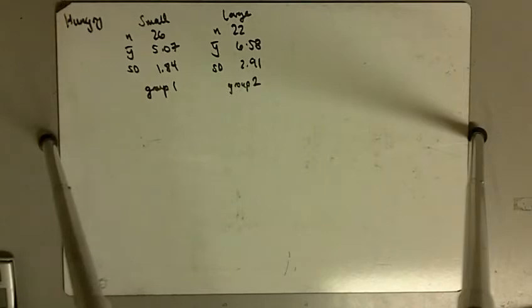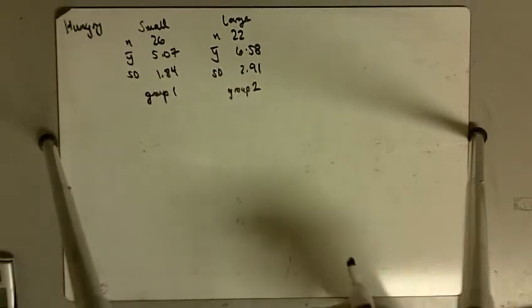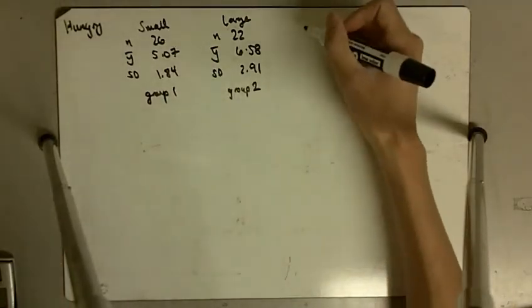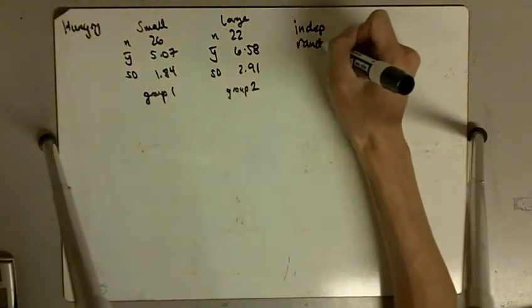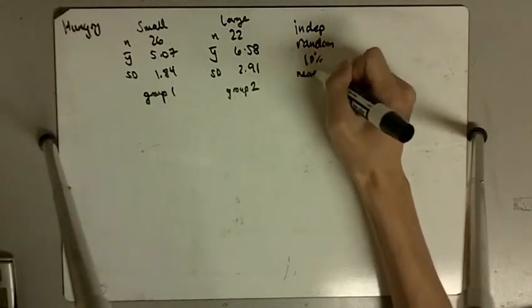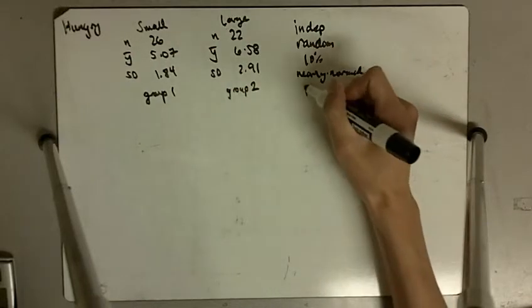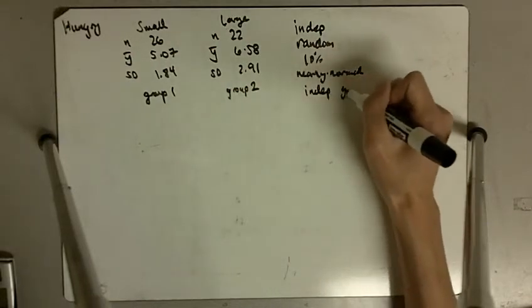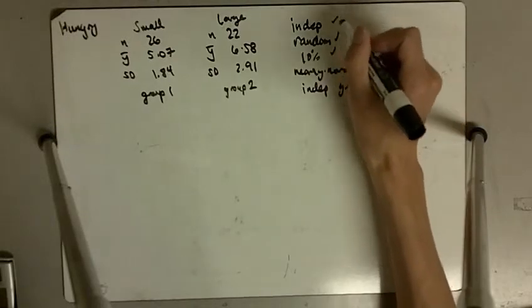And it says, for assumptions and conditions that you cannot test, you may assume that they are sufficiently satisfied to proceed. So we're just going to assume that our assumptions and conditions are met. And again, those assumptions and conditions are independent, random, 10%, and nearly normal. And then finally, because we have two groups, independent groups. So we're going to assume that all of these are met.